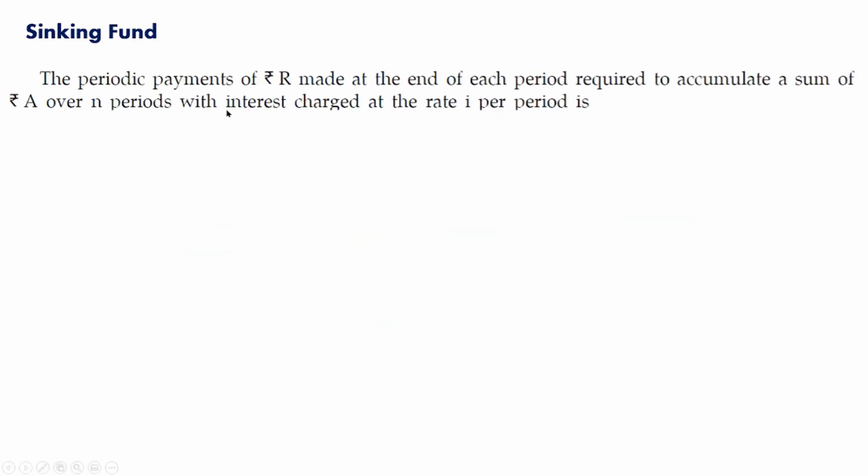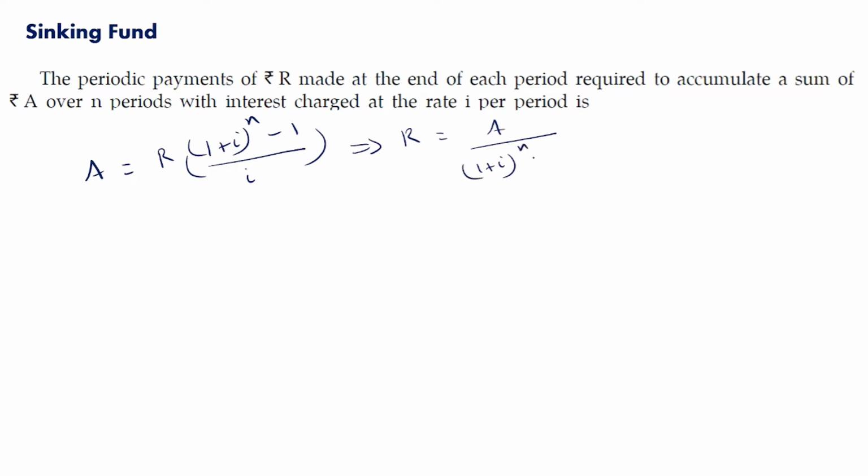So the periodic payments of rupees R made at the end of each period required to accumulate a sum of rupees A over n periods, with interest charged at the rate i per period, is given by A is equal to R into (1 plus i) the whole raised to n minus 1 upon i. So from this we can find R as A upon (1 plus i) the whole raised to n minus 1 upon i.